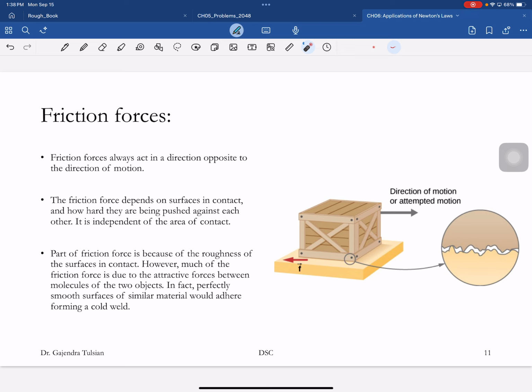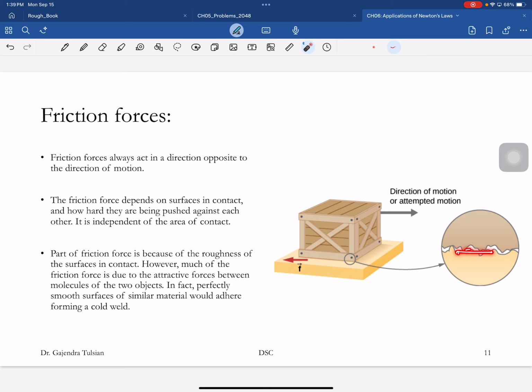Okay, so for instance, if this object is trying to move in this direction, if you look at the two surfaces, there are points in contact. Okay, and there are loose bonds being formed. So if the object is trying to move in this direction, these bonds are pulling the object back in that direction. If the object is trying to move in this direction, the bonds are pulling in that direction, and to move, you have to break those bonds, and so you're spending energy there. Okay, and that's how it's converted to heat. So part of the friction force is because of the roughness of the surface.